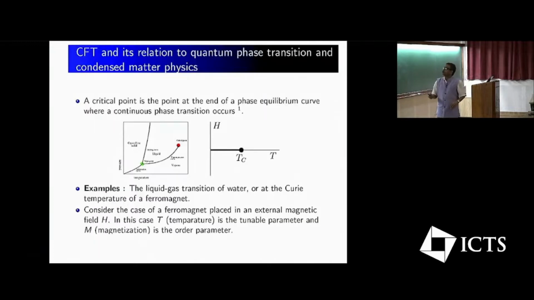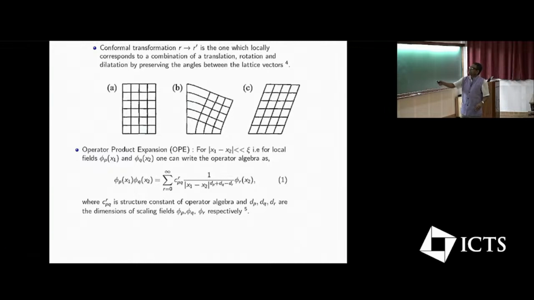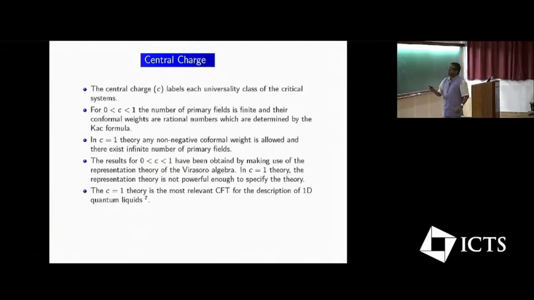Okay, now I come to this point. This is a conformal transformation, where the angle is 90 degrees. But this is not a conformal transformation, because the angle is not preserved here. What is the central charge? The central charge counts the degrees of freedom of the conformal field theory.